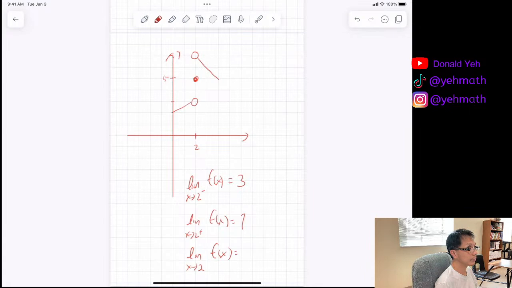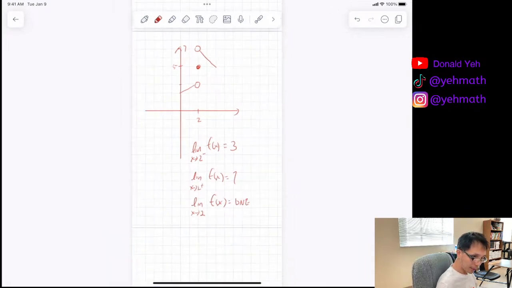It does not exist. Do not exist. Okay, so why? Because left does not equal right. Now, my last question. What is f of 2? f of 2 is 5. How do you find out that it's 5? Because x equals 2, you go up to 5.